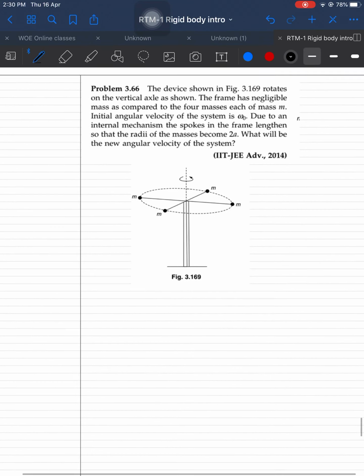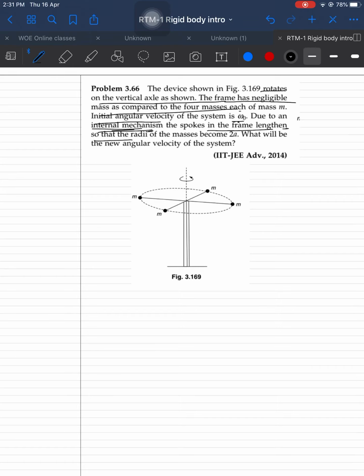This is the previous advanced question. A frame starts rotating about a vertical axis, with the frame negligible compared to the 4 masses, each of mass m. Initially they are rotating with angular velocity omega naught. Due to an internal mechanism, net force is equal to 0. Don't worry, if they mention internal, net force is 0. The spokes in the frame lengthen so that the radius of the masses becomes 2a.